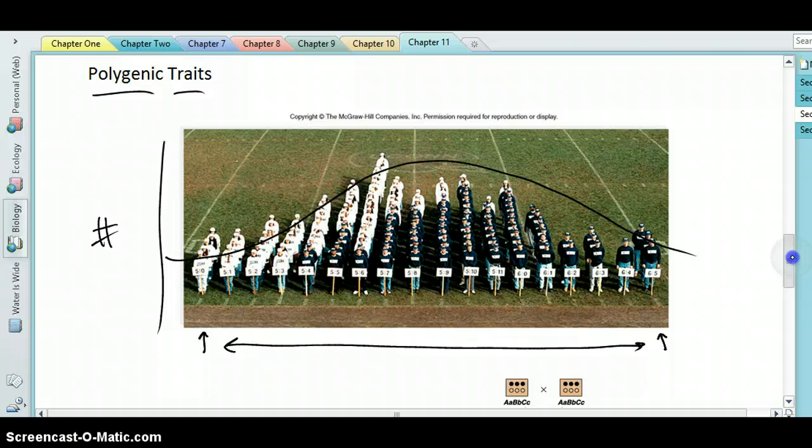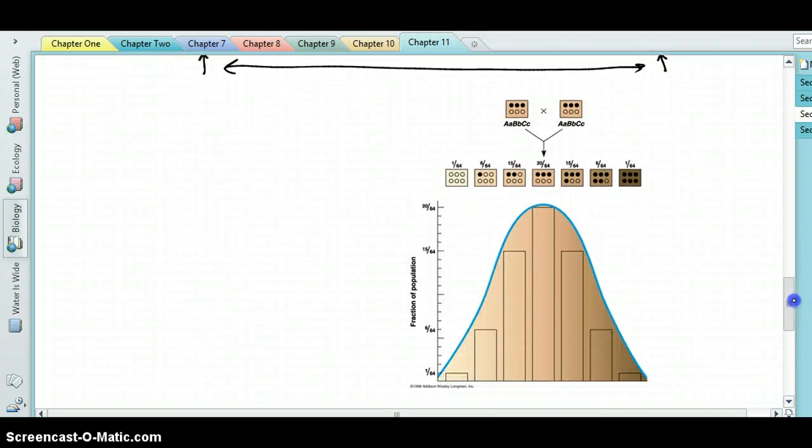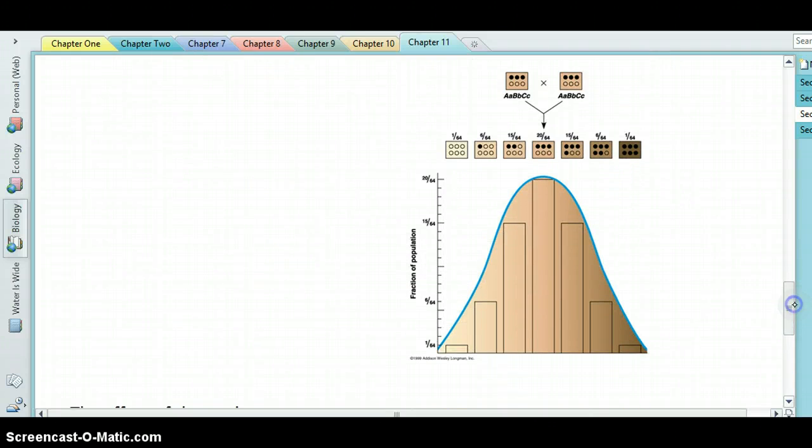So in addition to height, what other kinds of things? Skin tone is another polygenic trait as well. You have some individuals who have very dark skin, some individuals with very light skin, and a lot of people in between. And this image shows us how you can have multiple genes, in this case 3 genes, the A, the B, and the C gene. This is not exactly how skin color works, but this is just for argument's sake.